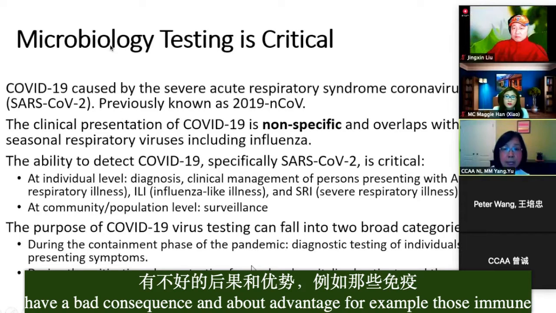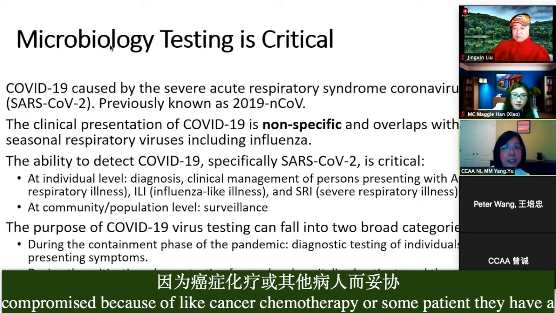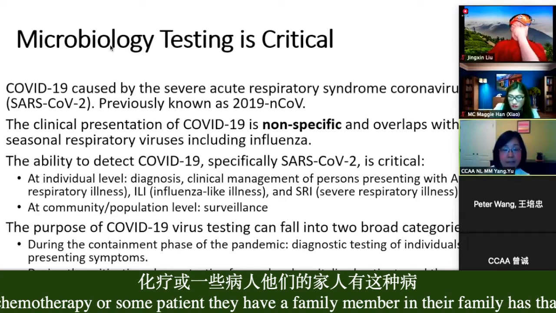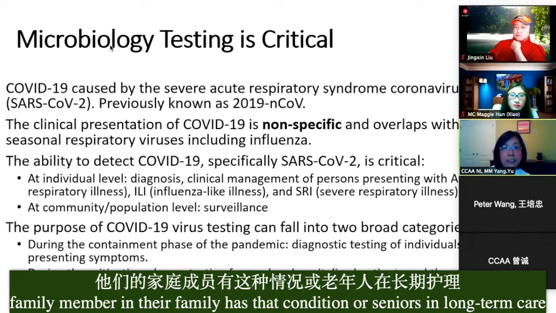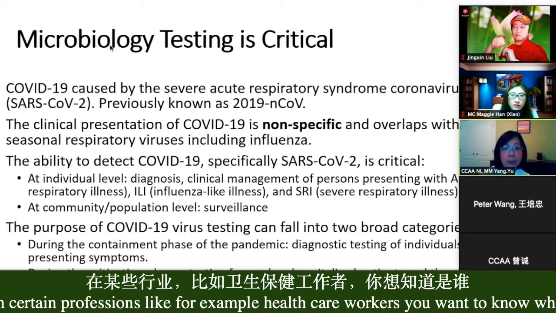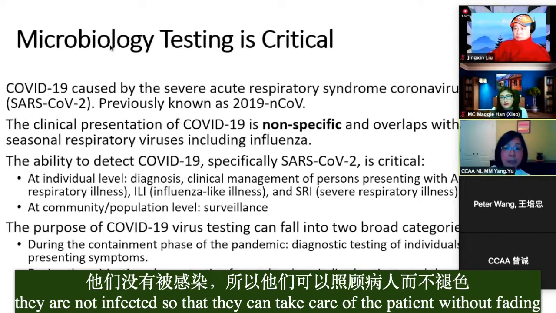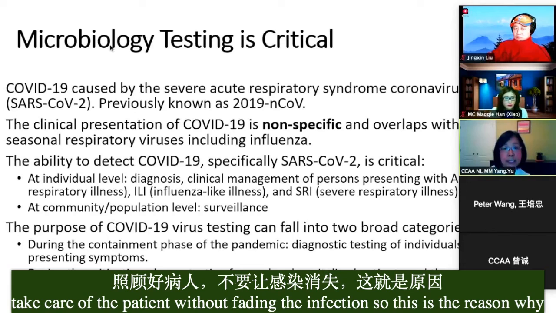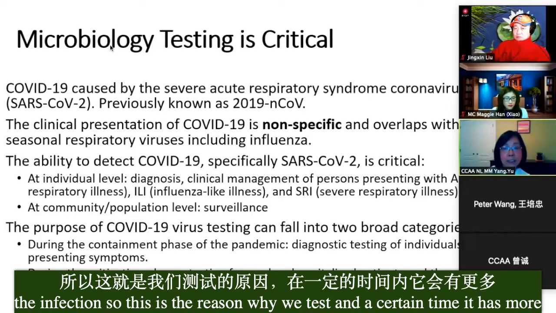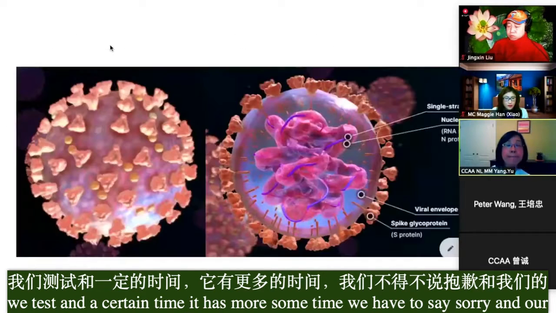For example, those who are immunocompromised because of cancer, chemotherapy, or some patients who have a family member with that condition, or seniors in long-term care. In certain professions, for example healthcare workers, you want to know they are not infected so that they can take care of the patient without getting the infection. So this is the reason why we test, and at a certain time we test more, and at a certain time we have to say, sorry, we cannot test you.